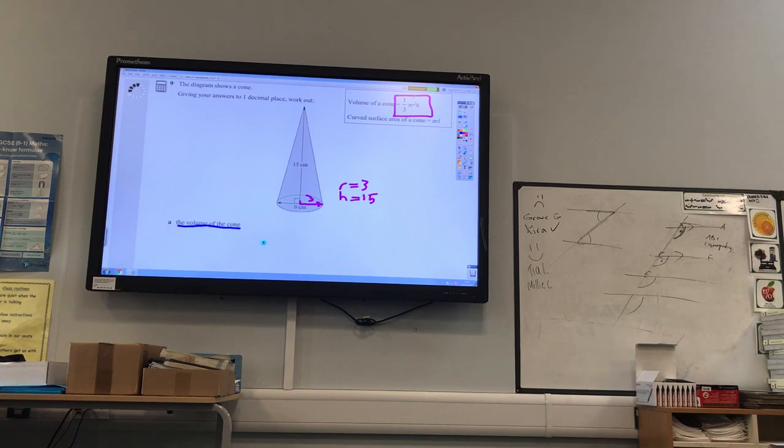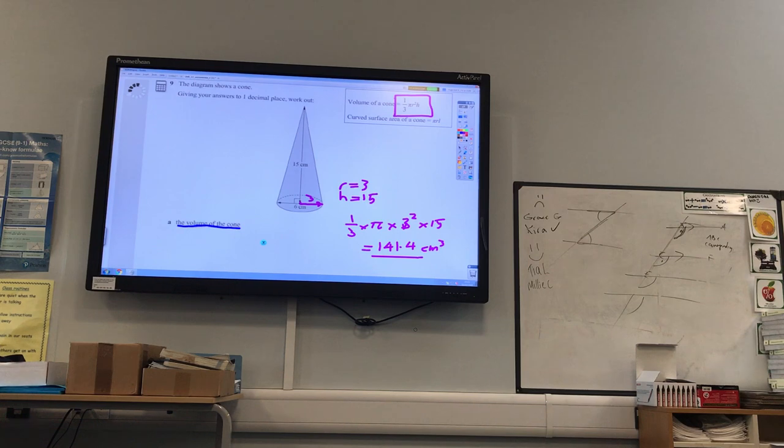And then you type it into your calculator. You type in 1/3 times pi times R squared, which is going to be 3 squared, and then times 15. When you type it all in, I've got a feeling it was 141.4 from your answers. If you type that in, that's the answer you get, it's correct. I just haven't got a calculator right now. So that's 141.4, and that's the volume of your cone in centimetres cubed.